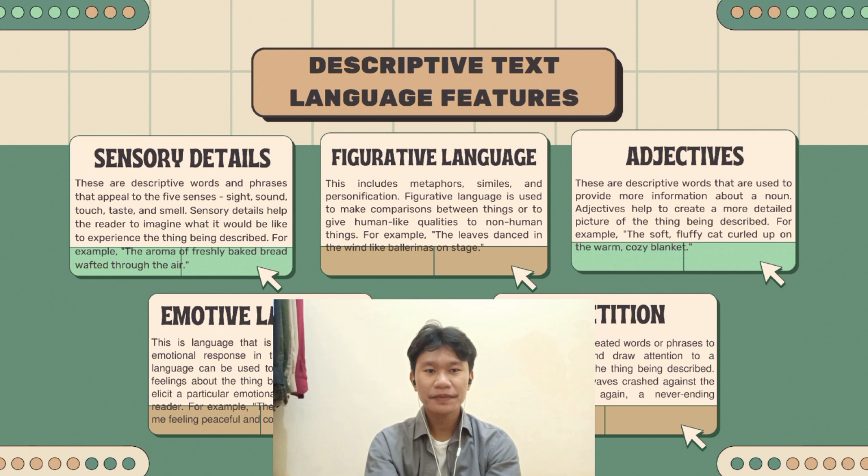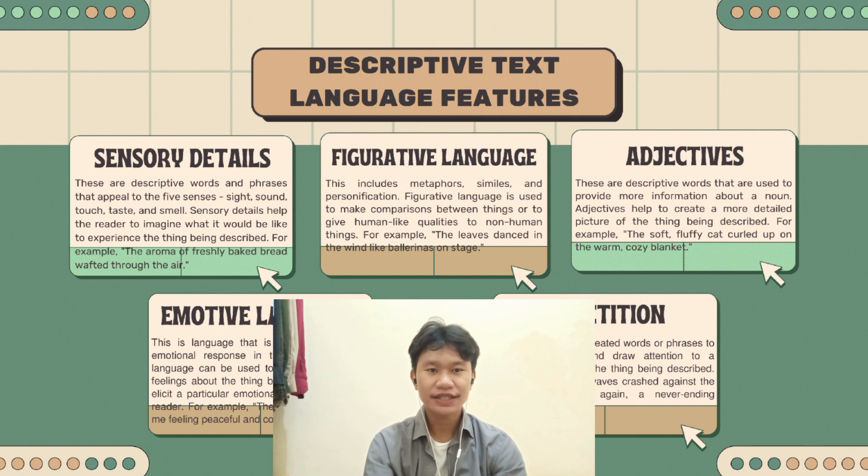These are descriptive words. They are used to provide more information about a noun. Adjectives help to create a more detailed picture of the thing being described. For example, the soft, fluffy cat curled up on the warm, cozy blanket. The example sentence uses several adjectives to describe the cat and the blanket.